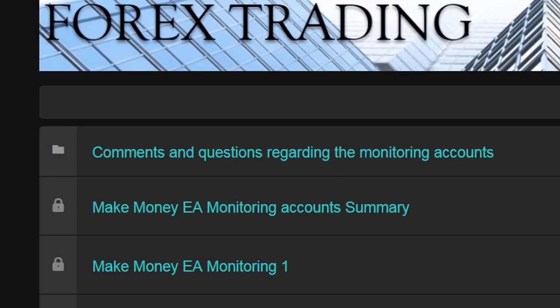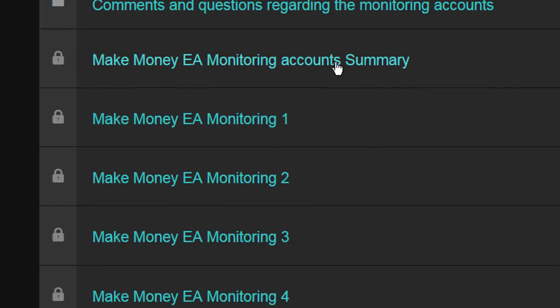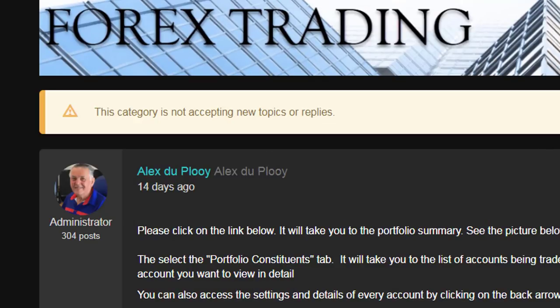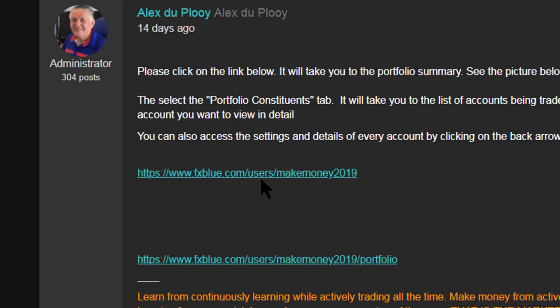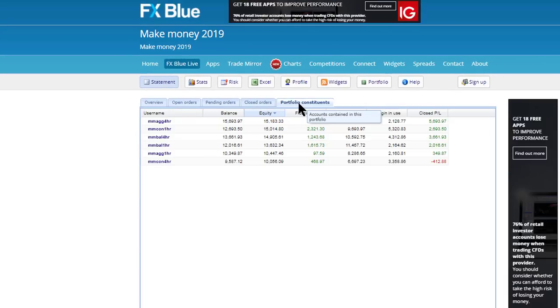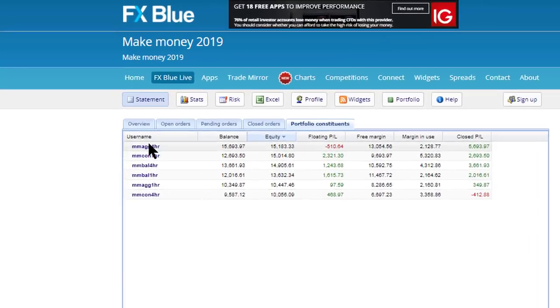It then opens the monitoring accounts. So I go to the summary of those accounts, click on that, and then it opens a link that I can use, and I click on the link, and that takes me to the FX Blue account. I then click on the portfolio tab, and it displays the accounts that we are testing.